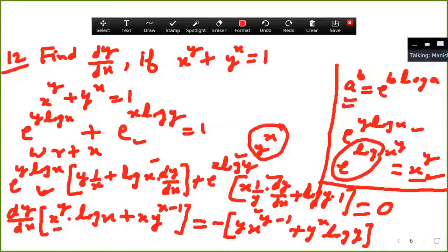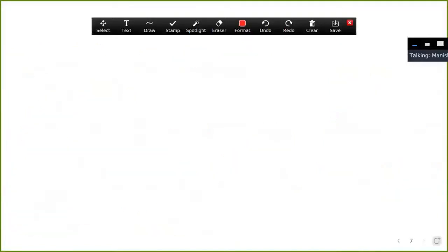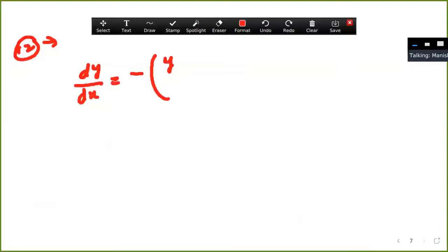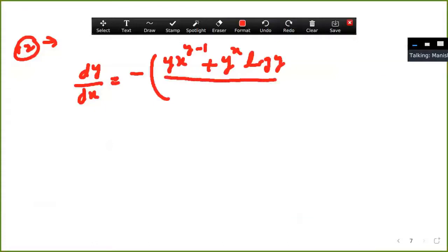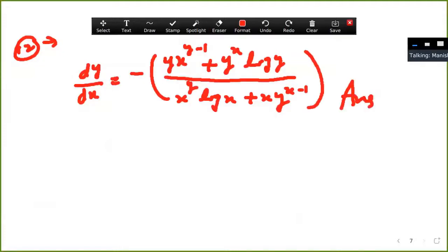Now, what is dy upon dx? Dy upon dx will be equal to, question number 12 continued, minus sign, y x to the power y minus 1 plus y to the power x into log y, upon x to the power y log x plus x into y to the power x minus 1. This is the answer of question number 12.